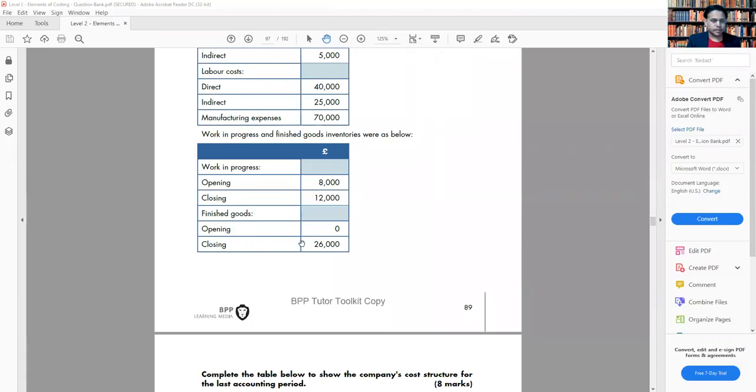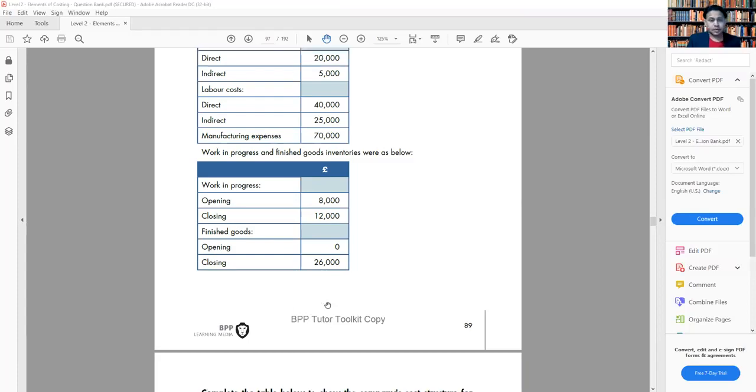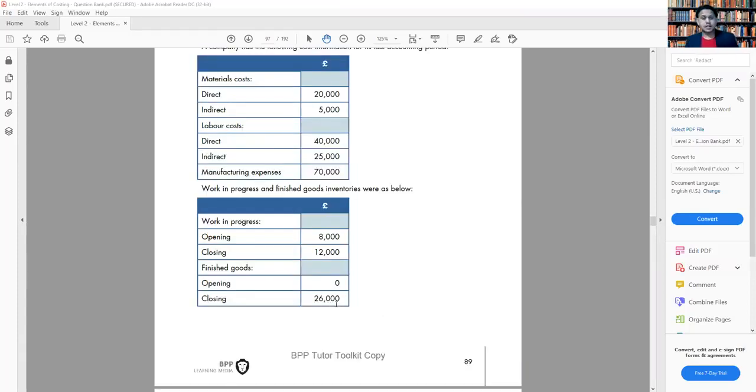This question could be tricky because you have work in progress, that is WIP, and you have finished goods. You have to remember there's a formula called cost of sales. In the cost of sales, you need opening inventory plus purchase less closing inventory. That will give you the cost of sales. Now, if you don't have the purchase, that means the production cost is the purchase. So you have to consider it like that.